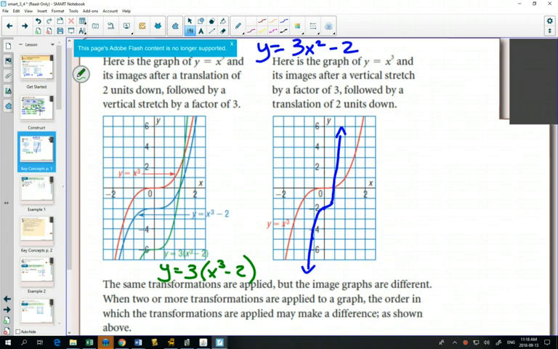Technically, if I said graph this with brackets, I would get you to get rid of the brackets and rewrite this green one. Can you see if I distribute this, that would be 3x squared minus 6. So I would do the stretch first, and then I would make it go down 6, and sure enough, that's where the green graph actually ends up. So doing it in a different order will cause the graph to look correct or wrong. So we need to make sure that our order is in the right order.